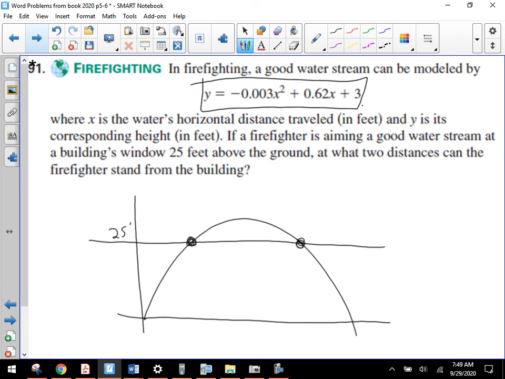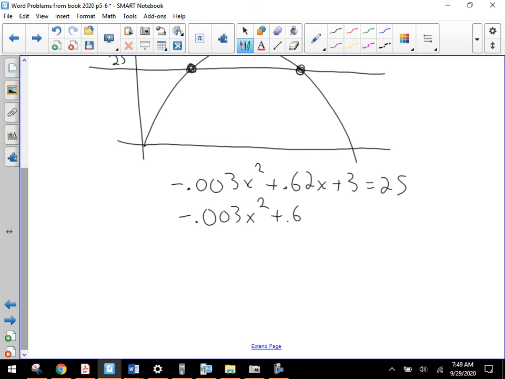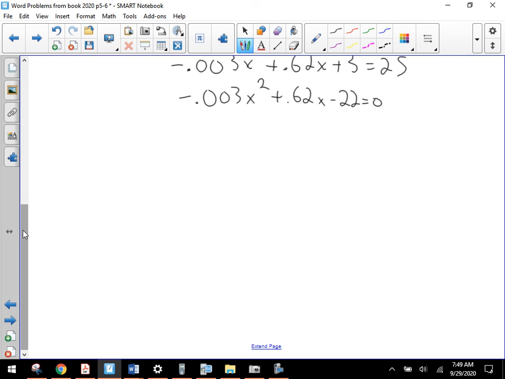Now it looks really, really weird when you write that out like that. So you get, let's see, negative 0.003x squared plus 0.62x plus 3 is 25. From here, then we just go ahead and use the quadratic formula. Negative 0.003x squared plus 0.62x minus 22. Do that first, set it equal to 0. And then you just have to be very careful with how you type things in the calculator.